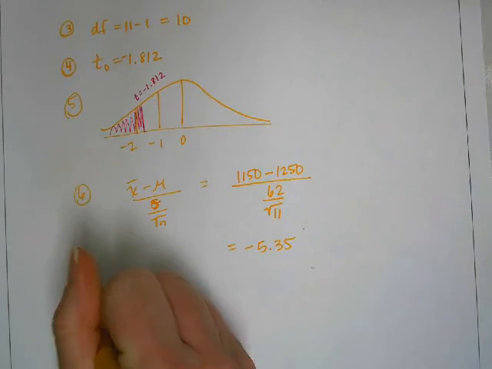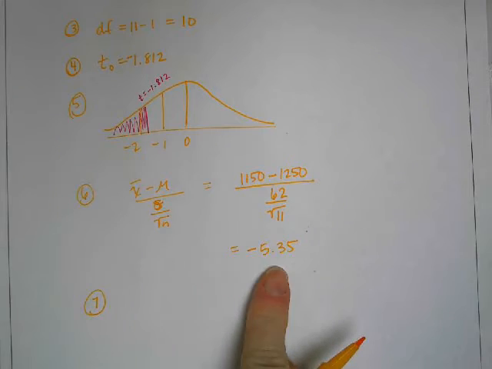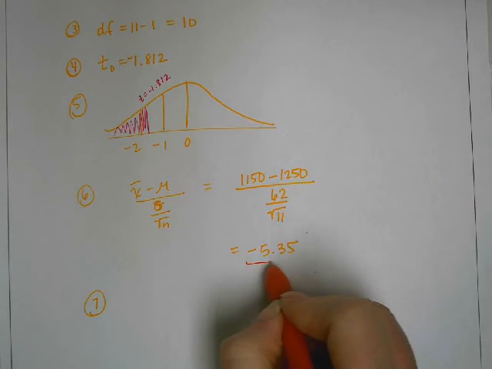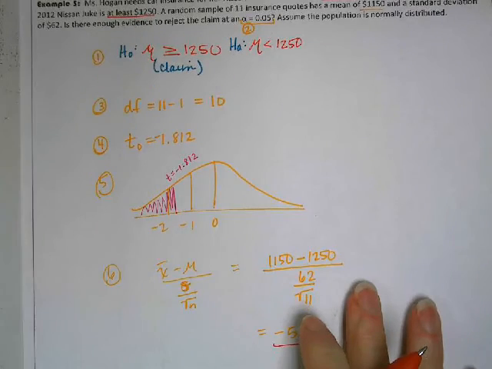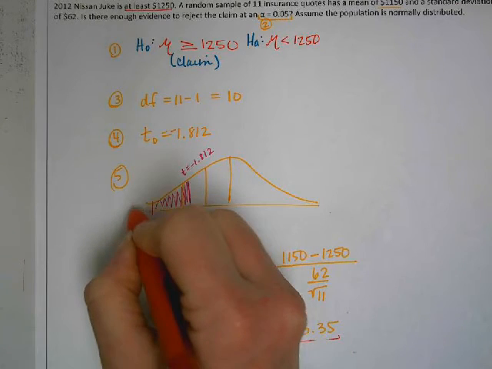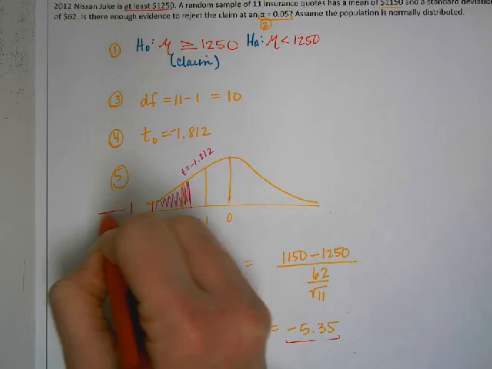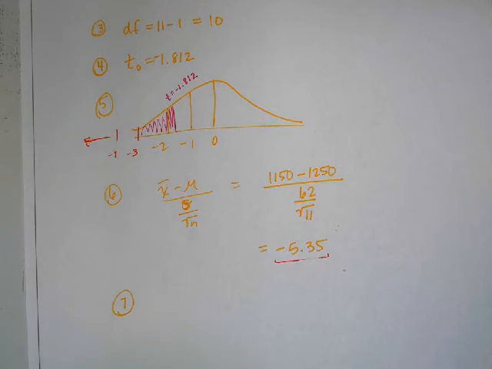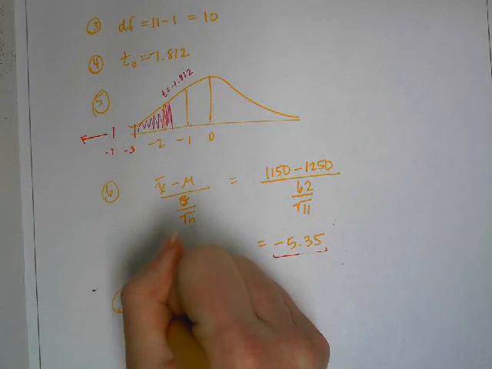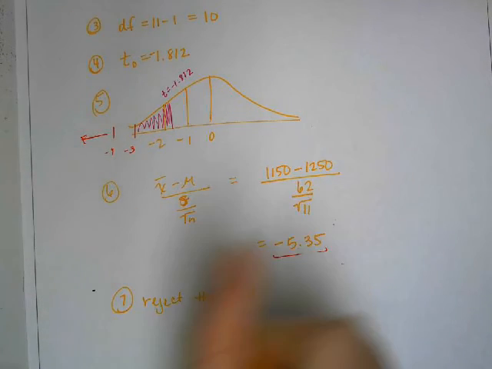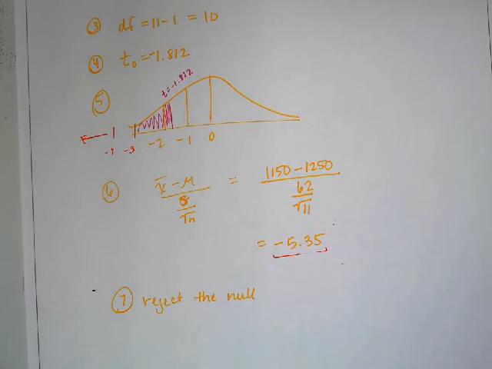Now, step 7 is to determine whether or not I'm going to reject the null. Well, if I take negative 5.35 and I try to graph it here on my graph, this is negative 1, negative 2, negative 3 would be here, negative 4. I mean, we are way into the rejection region. So we reject the null. And this time, the null happens to also be my claim.